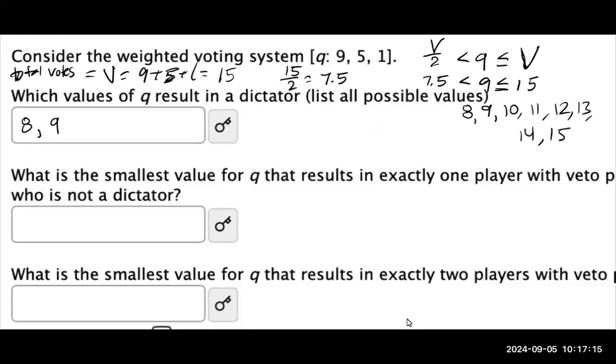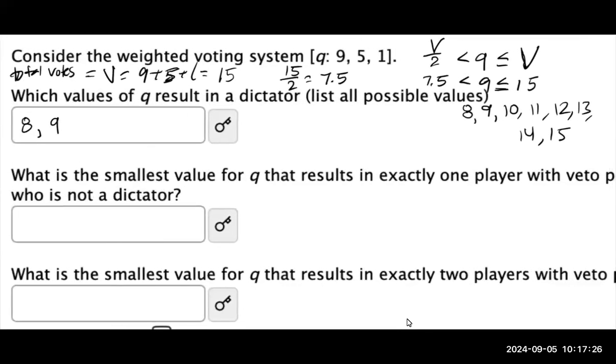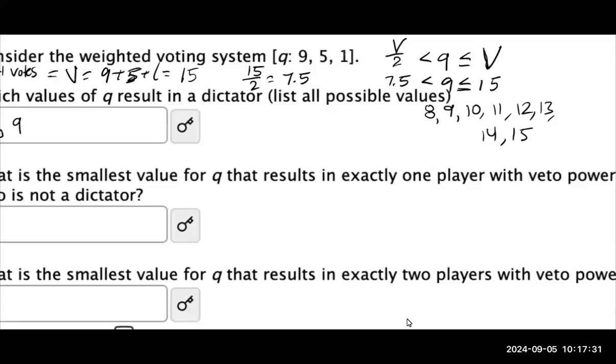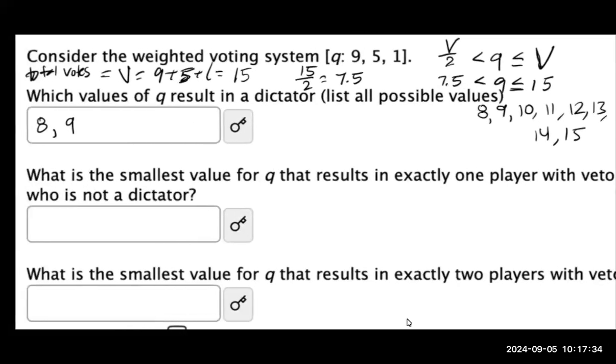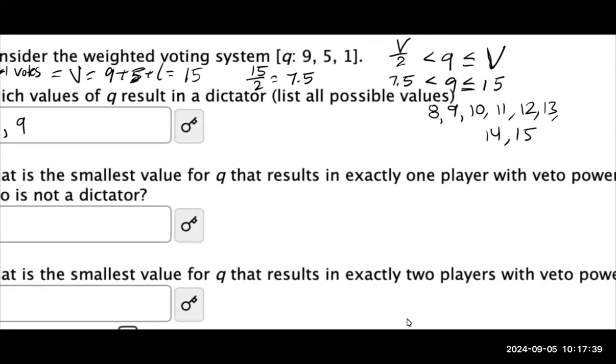Next, they asked us, what is the smallest value for Q that results in exactly one player with veto power who is not a dictator? Thinking about this for a moment, the person who is going to have the most power in this weighted voting system, and who is most likely to have veto power, is player number 1.